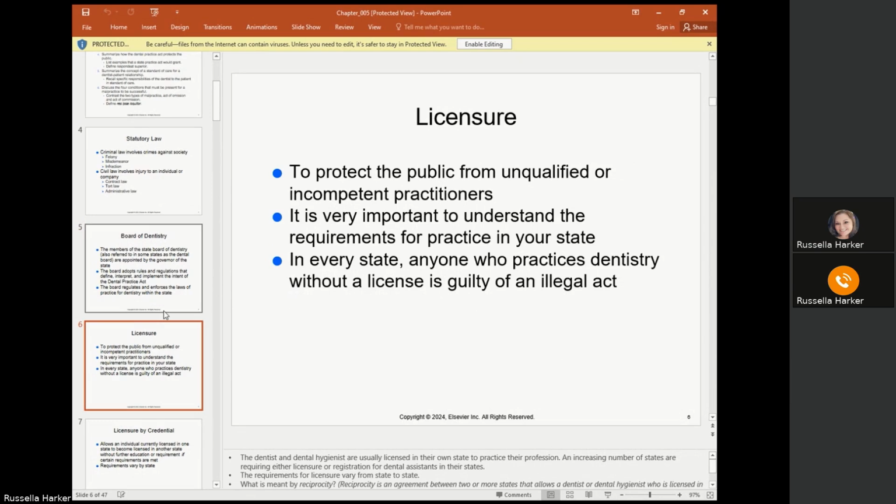Licensure is in place to protect us, the public, from unqualified or incompetent practitioners. So you must have a license to perform certain duties. It could be the license to practice dentistry so that you can do all things dental, or it could be a license to be a registered dental hygienist, where you are allowed to do certain preventative functions like cleaning the teeth, placing sealants, and polishing the teeth. So it doesn't matter what state you're in, there are requirements for practicing dentistry, and if you are practicing without a license, you're guilty of an illegal act.